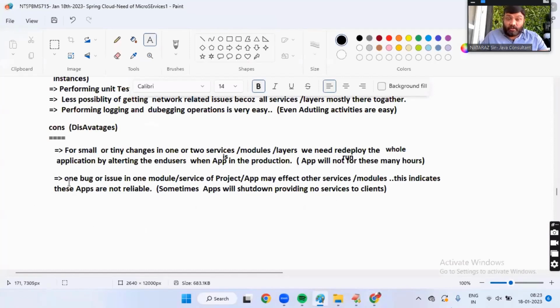Super, guys. One bug or issue in one module or service of the project may affect other services or modules. This indicates these applications are not reliable. Sometimes applications will shut down, providing no services to clients.